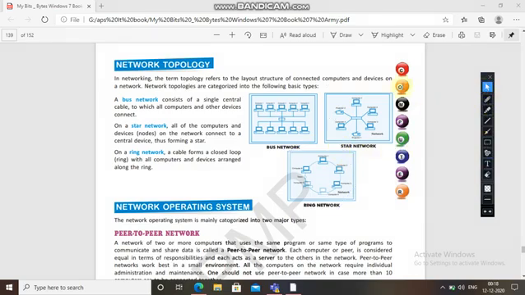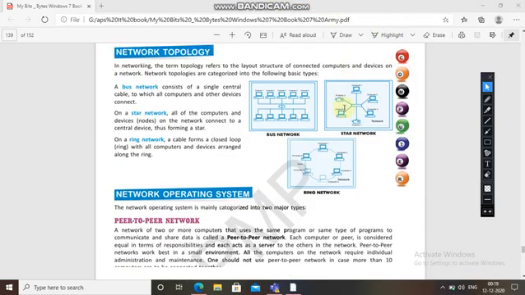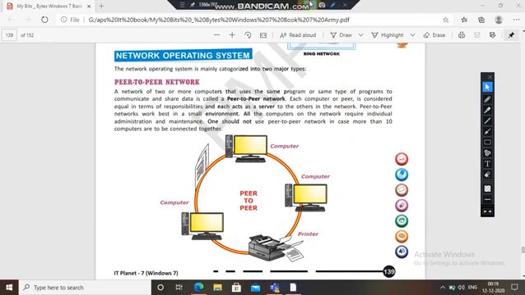Now as you can see, the network operating system is mainly categorized into two major types. Now you can see the peer-to-peer network. A network of two or more computers that use the same program or same type of program to communicate and share data. So a network of two or more computers, and they are using the same program or same type of program to communicate with each other and share data, is called a peer-to-peer network.